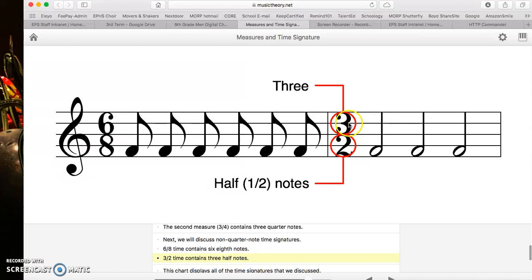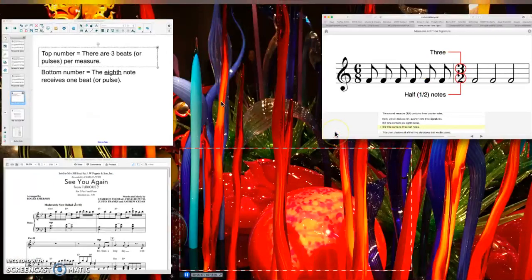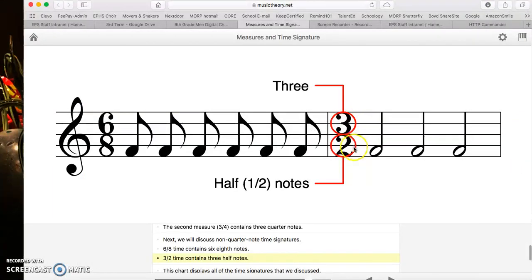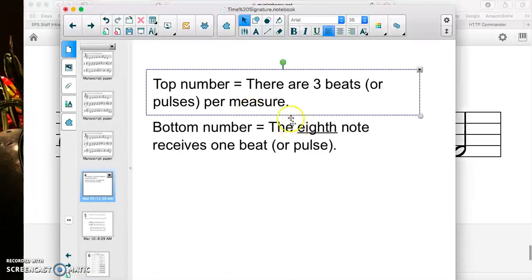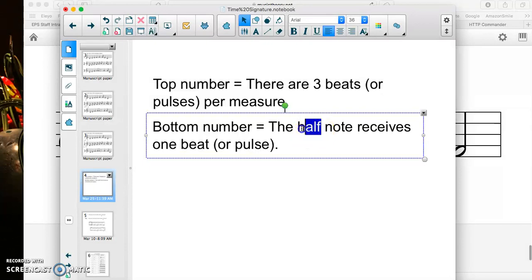Here's a different time signature, 3/2. In a 3/2 time signature, go back to your equation. Top number is there are blank beats. The number in 3/2 is 3. So we say there are 3 beats per measure, and that would get you a right answer on that one. And the bottom number is 2. So when the bottom number is 2, the half note gets the beat. So this would change to the half note receives 1 beat.